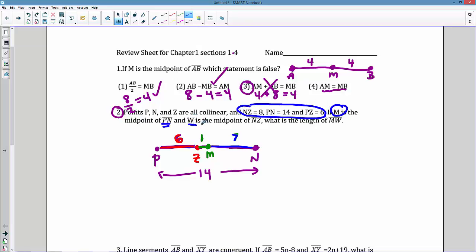And there's one more. W is the midpoint of NZ. Okay, W is the midpoint of NZ. Now, if you remember, NZ is 8. So the blue and the green here are 8. And W is the midpoint of NZ, so that's 4 away. Okay, so I have to go 4 out here, which might be here. And then I have to change this 7 to be a 4 and a 3.